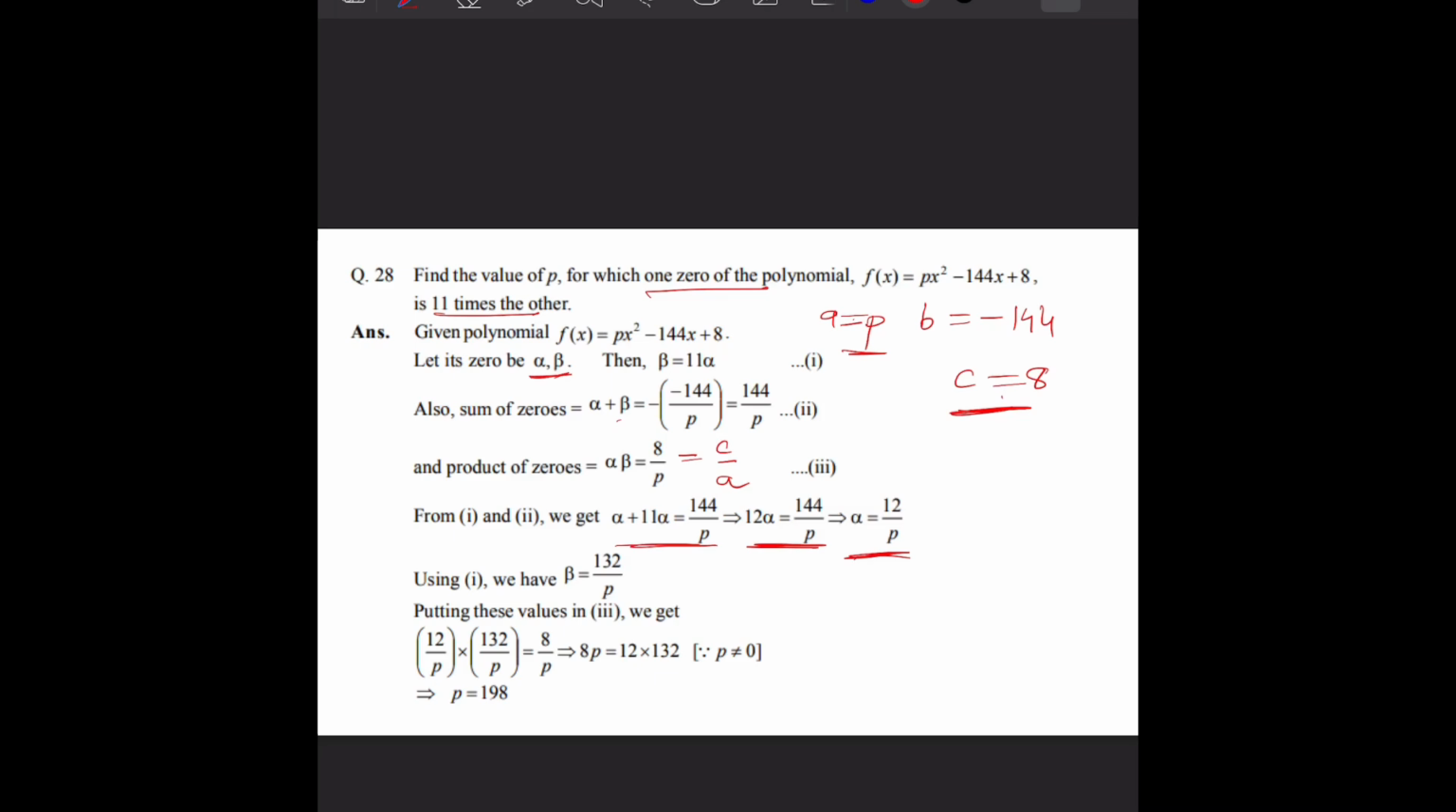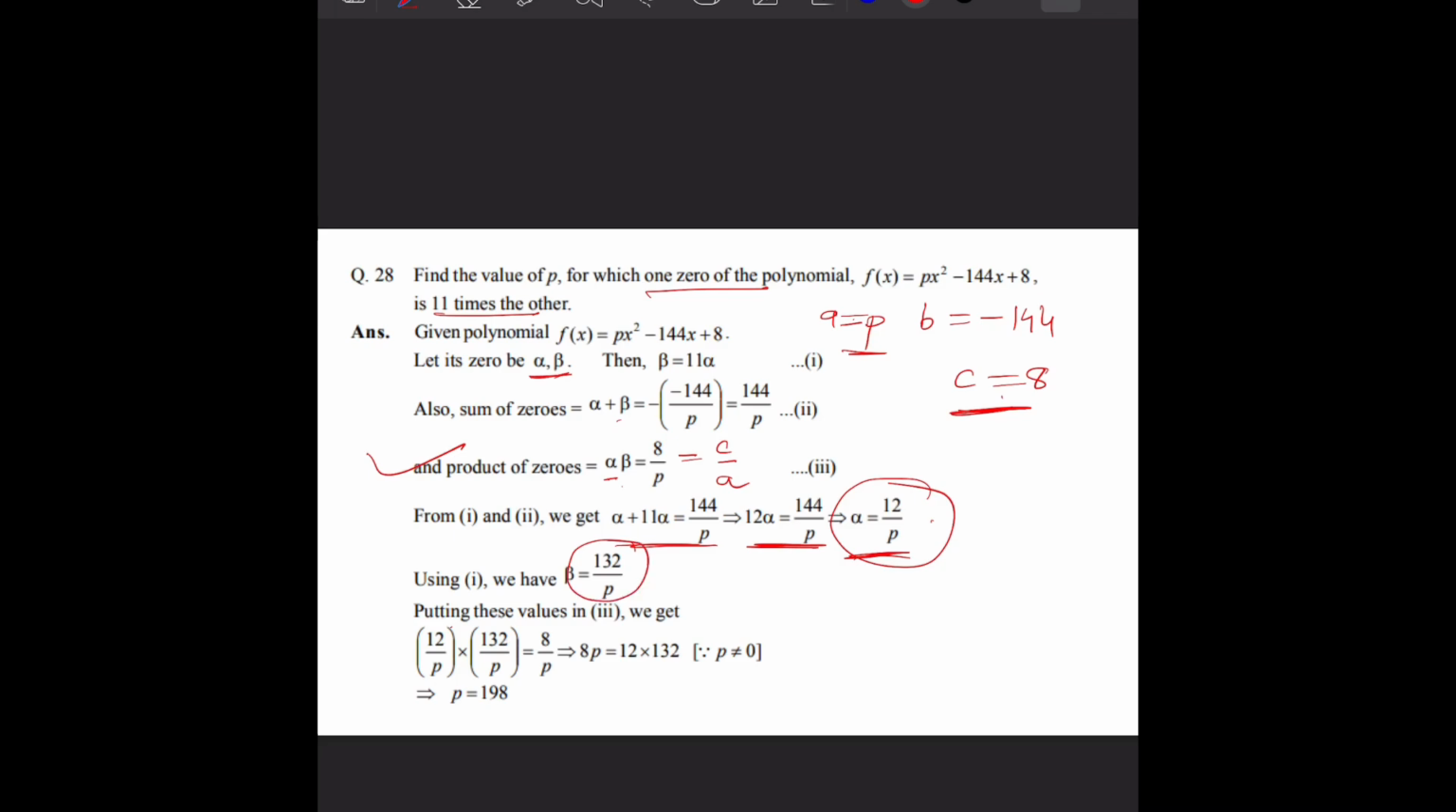We have alpha is equals to 12 by p. I'll put this alpha की value in equation 3. We get beta. Let's try solving this. Beta is equals to 132 by p. Putting this value in equation 3. What is equation 3? This is equation 3. अल्फा के जगह पे 12 बाई पी जो कि यहाँ पे निकाला है, बीटा के जगह पे 132 बाई पी जो कि यहाँ निकाला है.